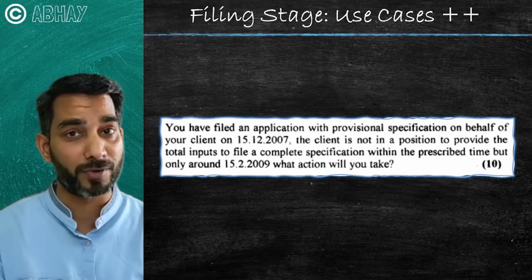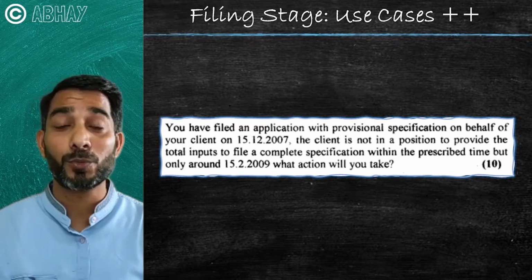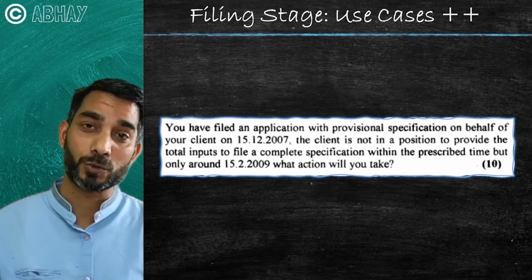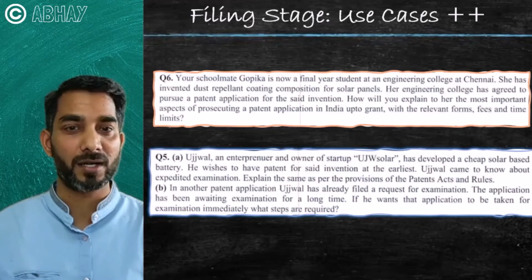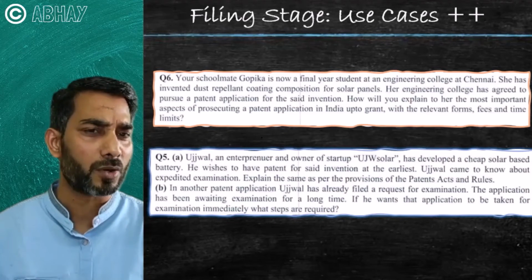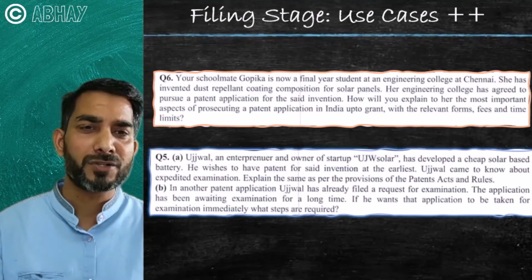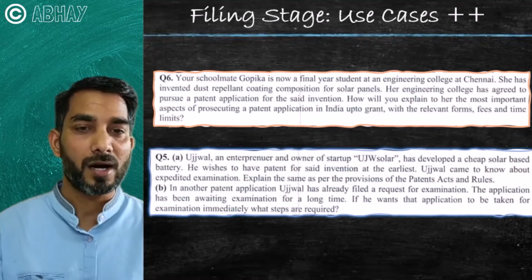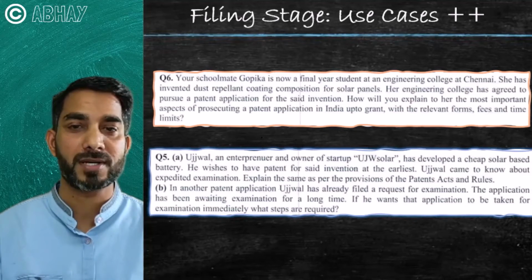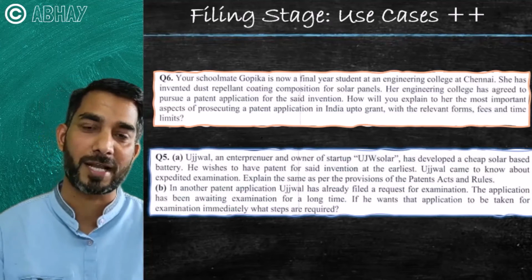These are the timelines for various activities that need to be performed at the patent office. Let's go to the next use case. It says your schoolmate Gopika is now a final year student at an engineering college in Chennai. She has invented something. Her engineering college has agreed to pursue a patent application for the invention. How will you explain to her the most important aspects of prosecuting a patent application in India up to grant, with the relevant forms, fees and time limits?